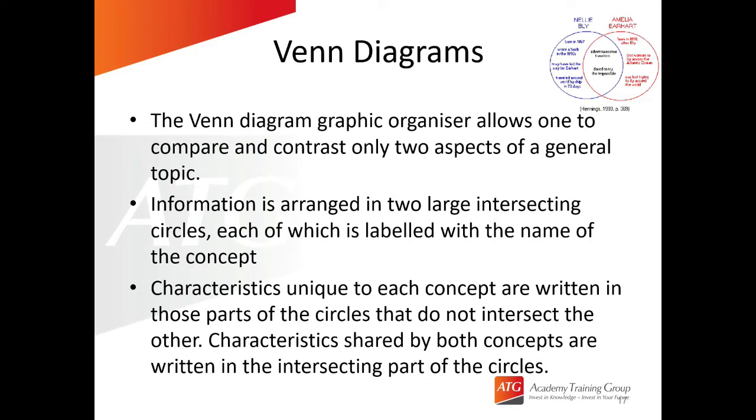Venn diagrams. The Venn diagram graphic organizer allows one to compare and contrast only two aspects of a general topic. Information is arranged in two large intersecting circles, each of which is labeled with the name of the concept. The characteristics which are unique to each concept are written in those parts of the circle that do not intersect others. Characteristics shared by both concepts are written in the intersecting part of the circles.